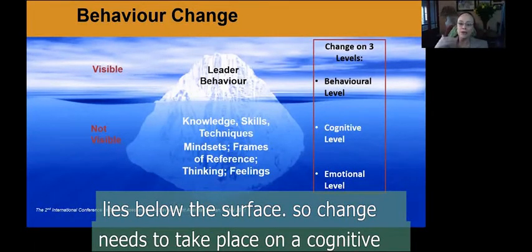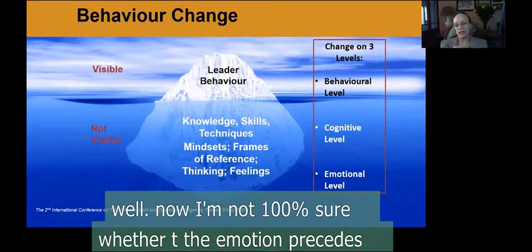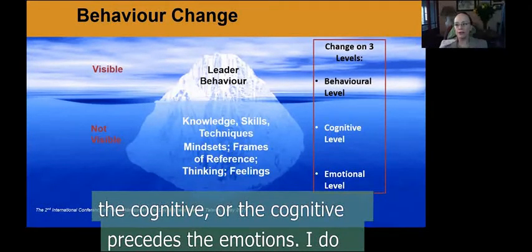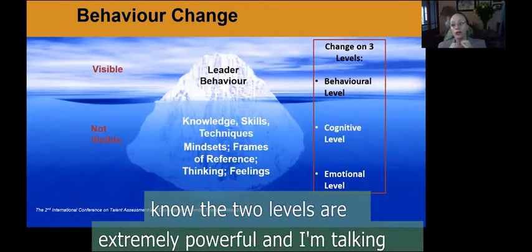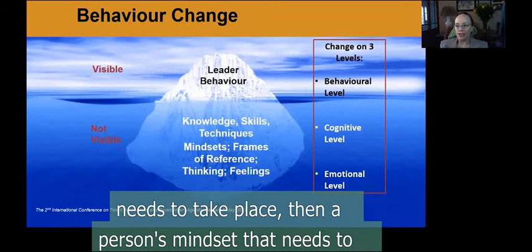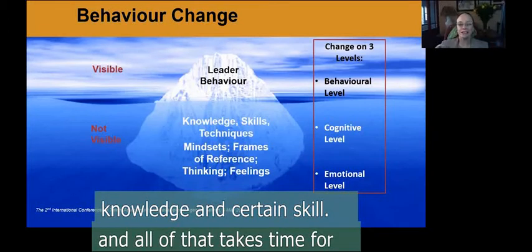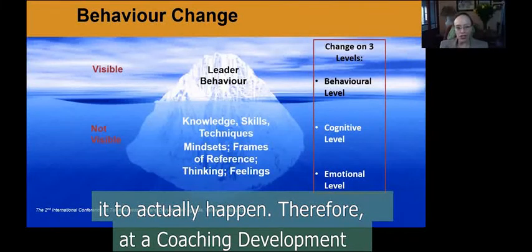So there needs to be, on a cognitive level, a change that needs to take place, and on an emotional level as well. Now, I'm not 100% sure whether the emotions precede the cognitive or the cognitive precedes the emotions. I do know the 2 levels are extremely powerful. And I'm talking first and foremost about a person's emotional reaction that needs to take place. Then a person's mindsets that need to change. And then the person needs to learn certain knowledge and certain skills. And all of that takes time to actually happen.